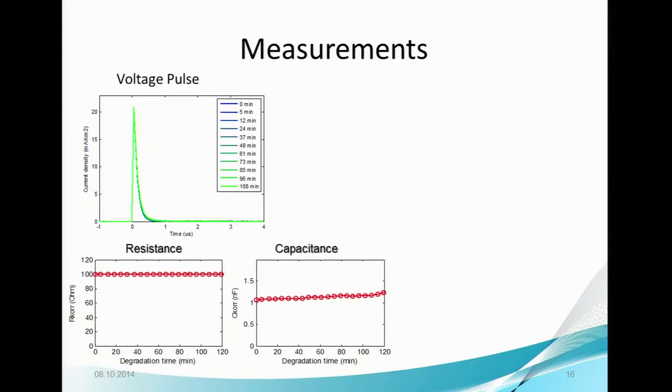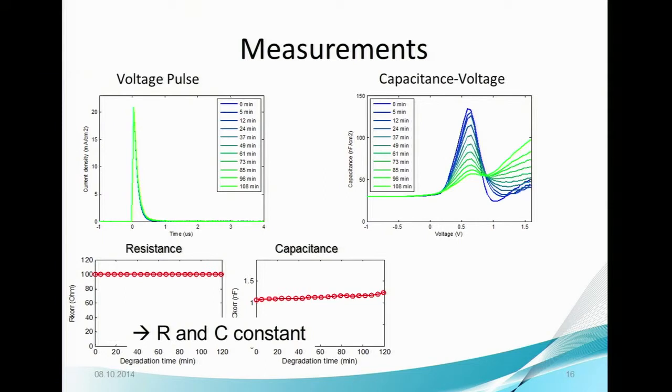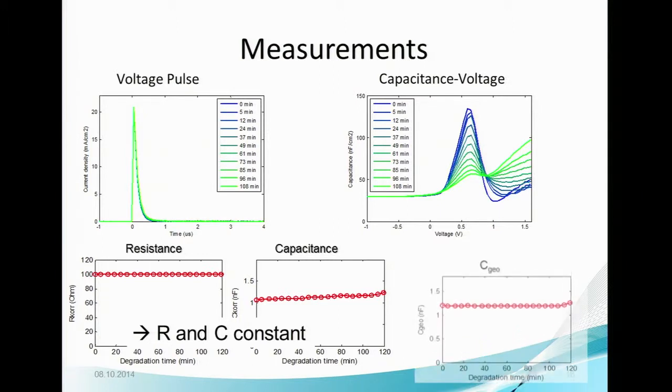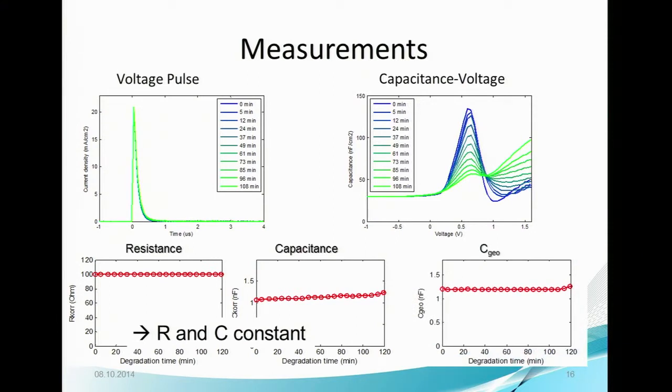So the resistance you get is actually the resistance of the electrodes, and the capacitance is the geometric capacitance of your active layer. And we see that during these 2 hours, it's totally constant. We have another technique, capacitance voltage, where you can also extract the geometric capacitance in the reverse bias. And if you do so, you will also find the same value and confirm that the capacitance is not changing. So we have already 2 complementary techniques that give us the same information. So we can rely more on these parameters.